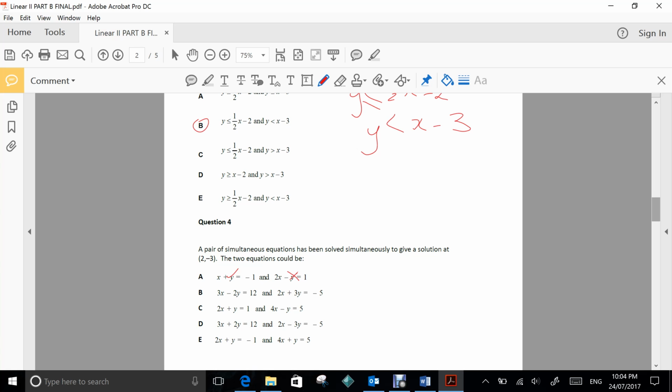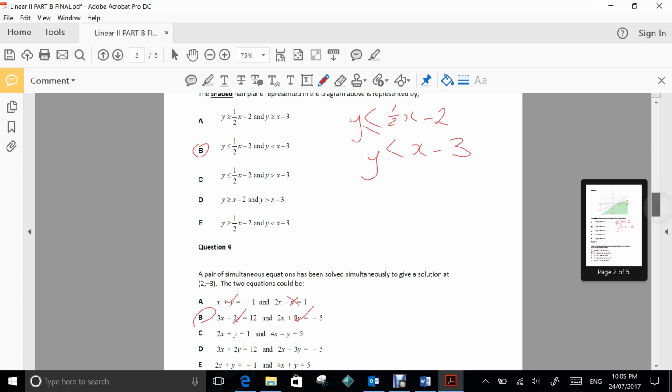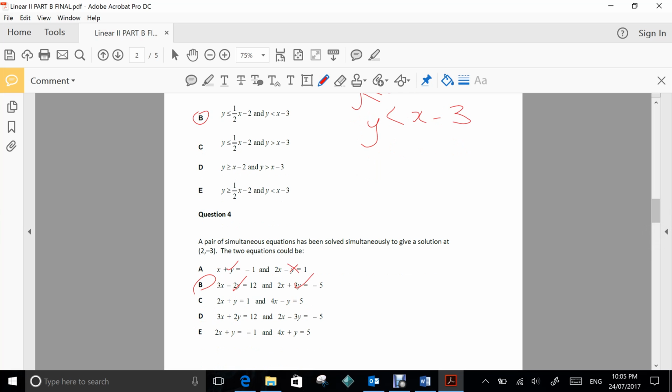B, if we go 3 times 2 minus 2 times negative 3 is 6 plus 6, so that one satisfies. And 2 times 2 is 4, plus 3 times negative 3 is negative 5. That one satisfies, we found it. B. The idea of that question is to find the situation where both the equations are satisfied by 2, -3.